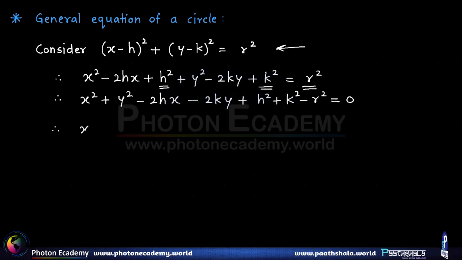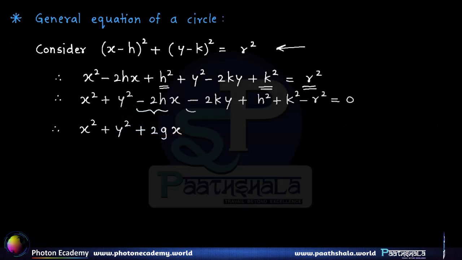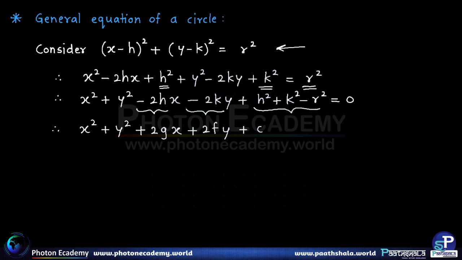Therefore we get x square plus y square. Now this minus 2h we write as plus 2gx, just for the sake of making it convenient and easy to remember. And here minus 2k we replace as plus 2fy, right? And lastly h square plus k square minus r square ultimately together is nothing but some constant term, so that we replace with simply c, equal to 0.